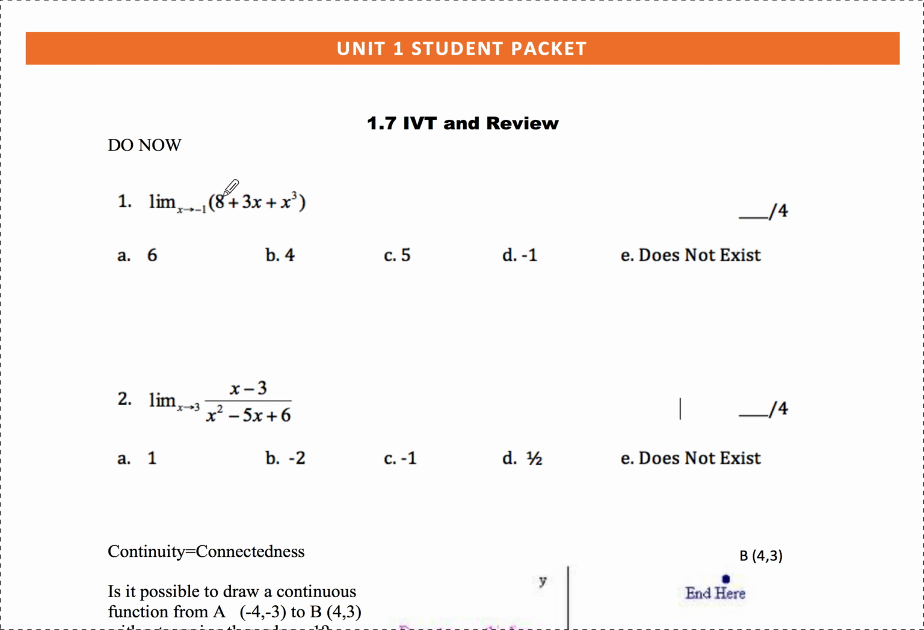Remember, the first thing we do when we're evaluating a limit is first try to use direct substitution. So with direct substitution here, if we plug in -1, we'd have 8 minus 3 minus 1, right? Because I'm plugging -1 cubed, that'd be -1 in there. Will give me a value of 4, so 4 through direct substitution.